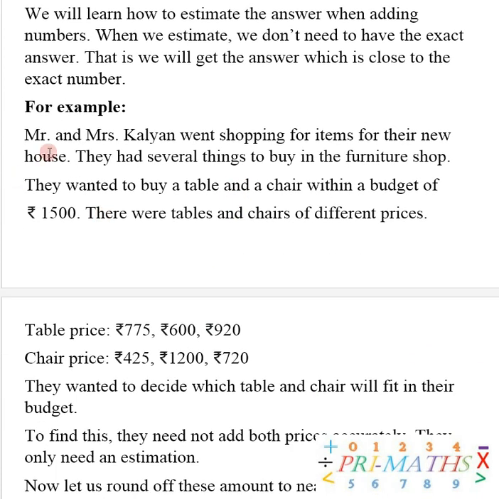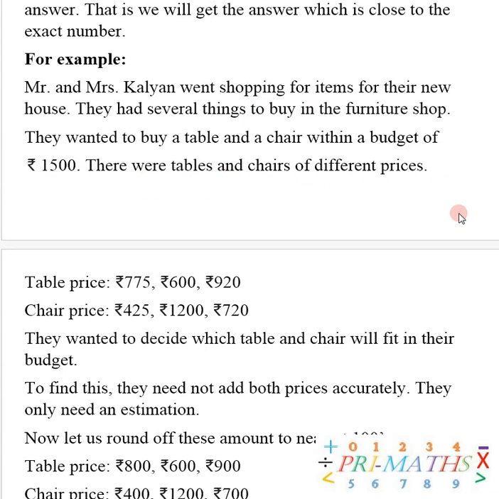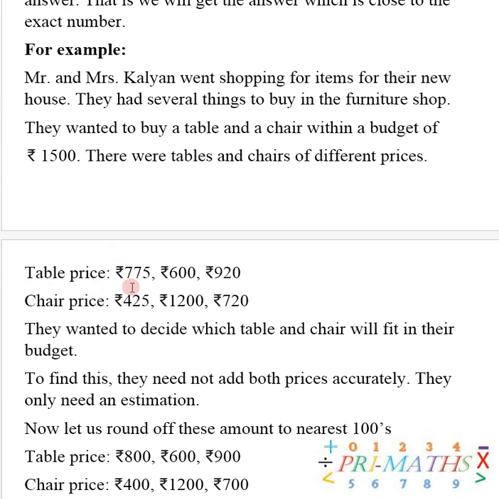Now they have given an example. Mr. and Mrs. Kalyan went shopping for items for their new house. They had several things to buy in the furniture shop. They wanted to buy a table and a chair within a budget of rupees 1500. There were tables and chairs of different prices. So they have given the prices also. The tables are of price 775 rupees, 600 rupees and 920 rupees. And the chairs are priced 425 rupees, 1200 rupees and 720 rupees.